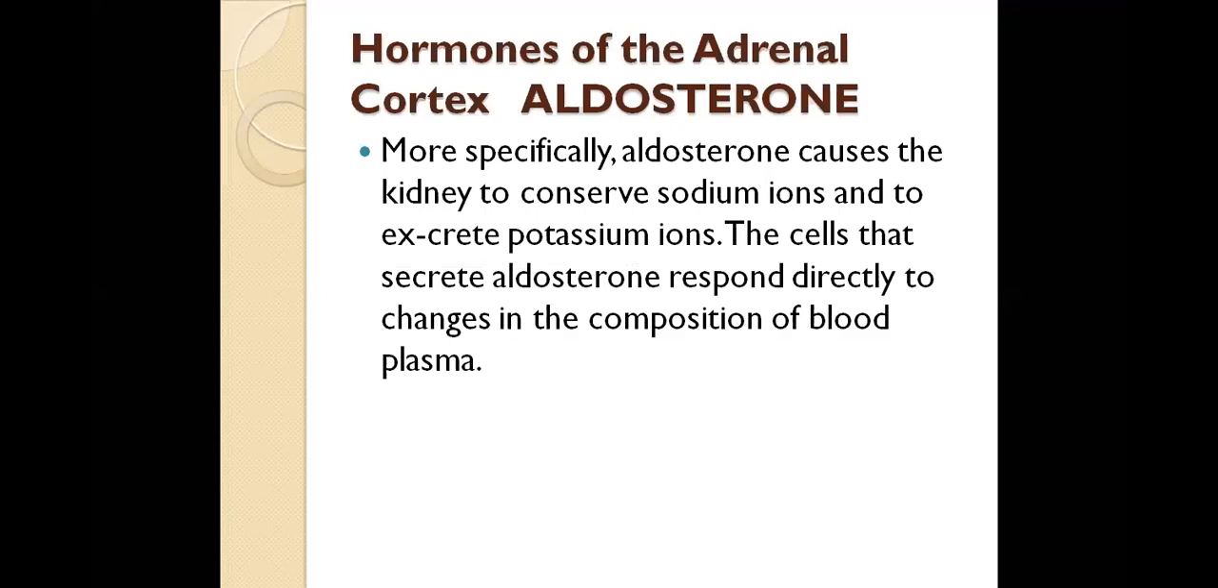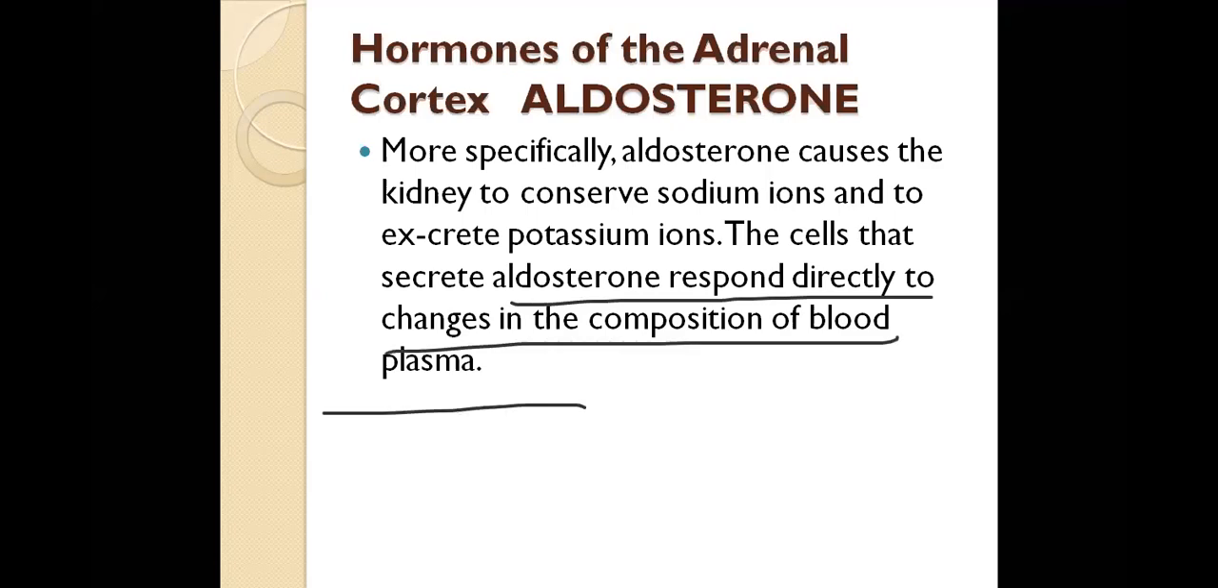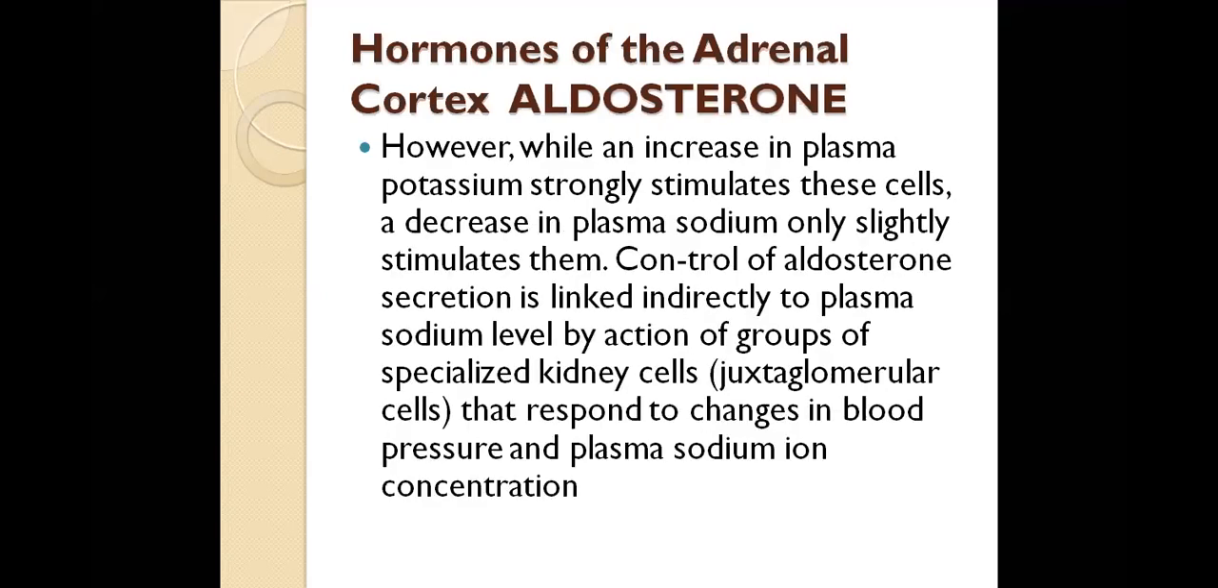The cells that secrete aldosterone respond directly to changes in the composition of blood plasma. That means when the plasma ionic balance is disturbed, aldosterone secretion is stimulated. While an increase in plasma potassium strongly stimulates the cells, a decrease in plasma sodium only slightly stimulates them. The control of aldosterone secretion is linked indirectly to the plasma sodium level by the action of groups of specialized kidney cells.